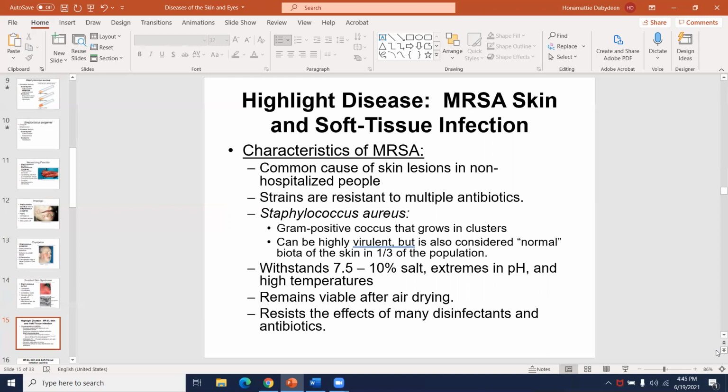Now, it is staph. So all the things we know about staph: being a gram-positive cocci, growing in clusters, withstanding the salt concentration, extremes in pH and high temperatures, and remaining viable even after drying. Because of that, it can resist many of the disinfectants and antibiotics they have around in the market these days. So that's the characteristic of the staph itself.